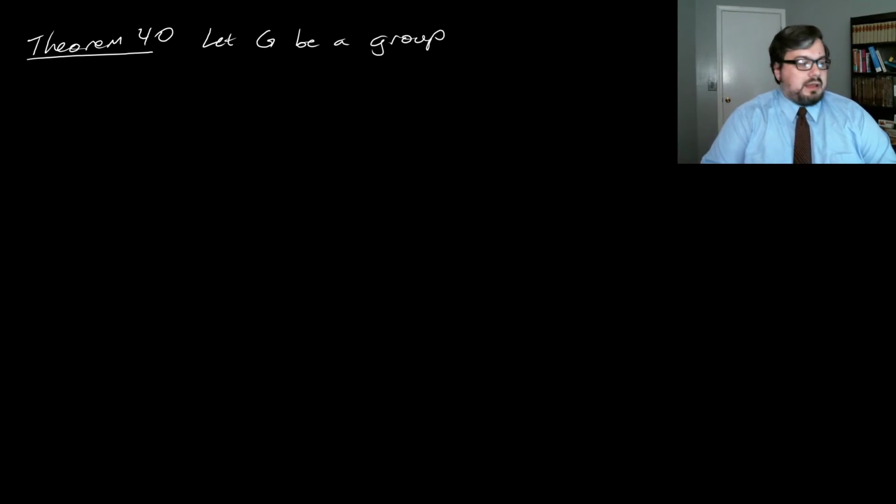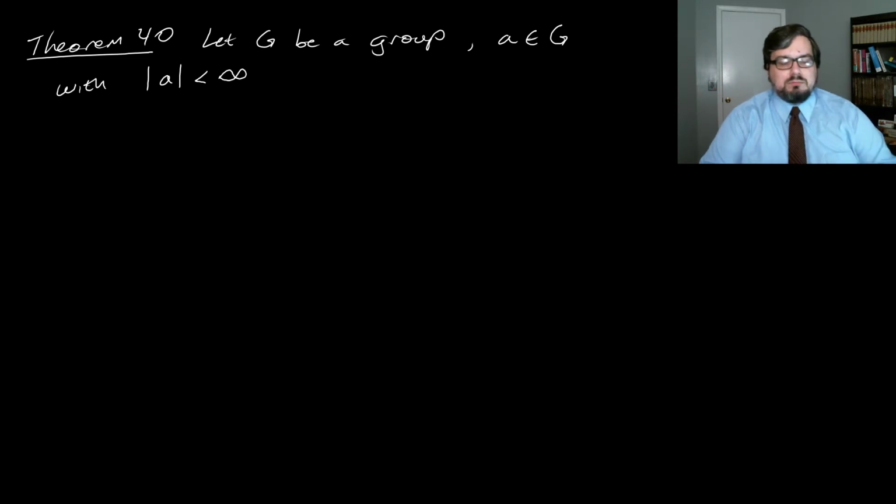Theorem 40. Let's let G be a group, and A an element of G with the order of A finite. I'll remind us what that means in a second.